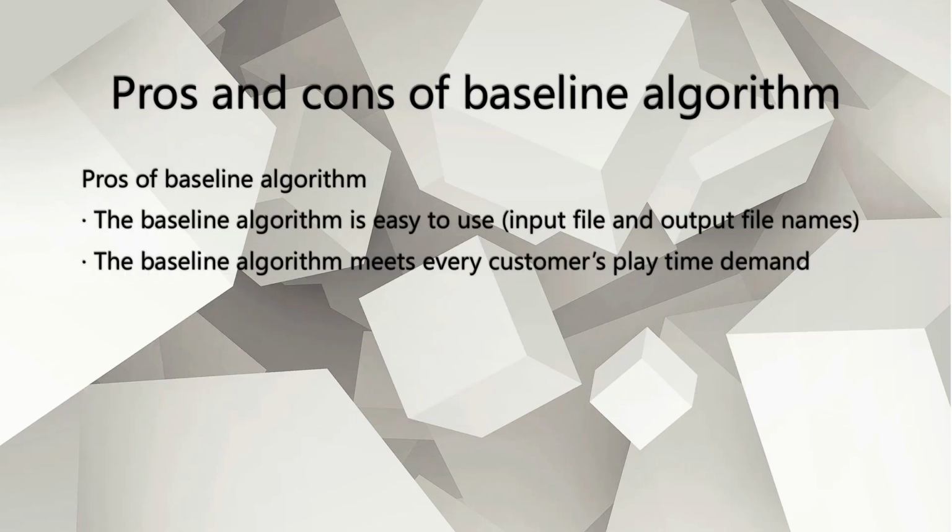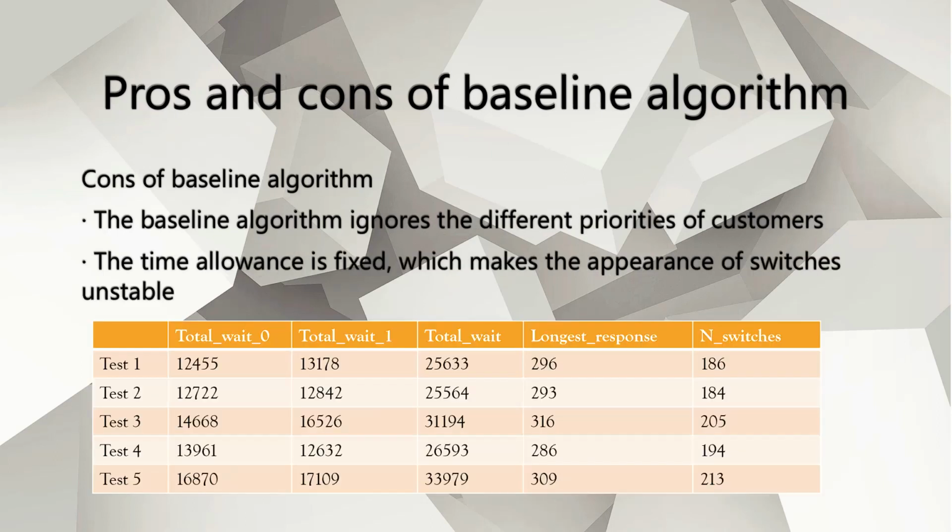This section is about the pros and cons of the baseline algorithm. Firstly, the algorithm is easy to apply, as the user only needs to input the names of the input and output files in the correct format. Secondly, the algorithm meets every customer's playtime demand, which enables customers to spend their desired time on the machine. The algorithm also has some problems.